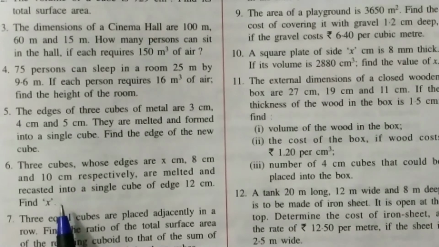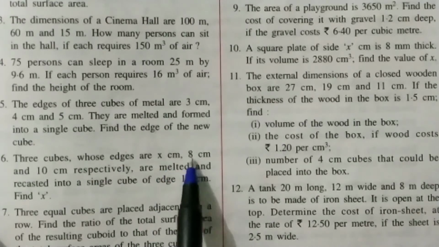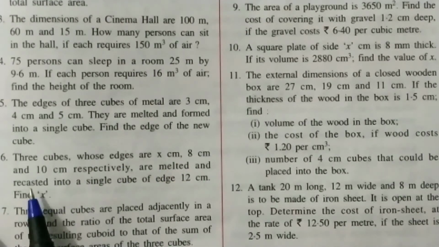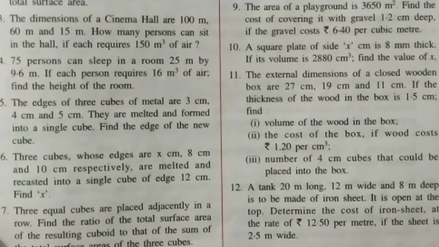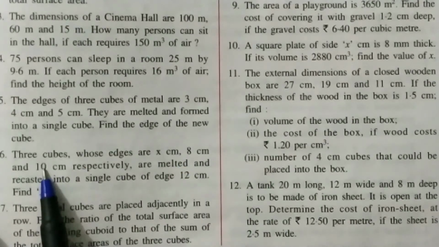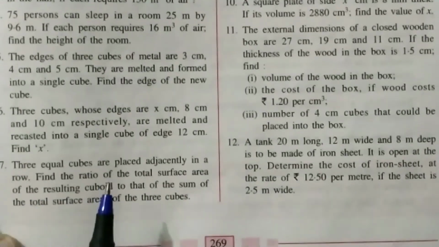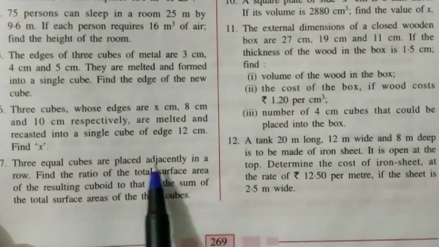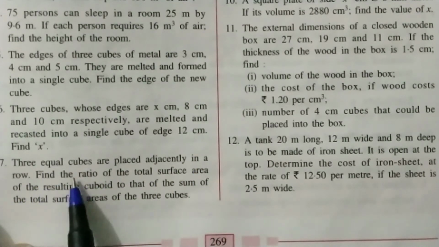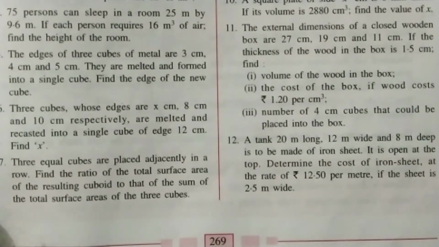So this is your 6th question, quite similar to the 5th one. 3 cubes of edges x, 8 and 10 respectively are melted and recast into a single cube of edge 12 centimeter. Find x. So x cube plus 8 cube plus 10 cube is equal to 12 cube. From that you have to find the value of x. Now next question. 3 equal cubes are placed adjacently in a row. Find the ratio of the total surface area of the resulting cuboid to the sum of the total surface area of 3 cubes. Okay, note this question.